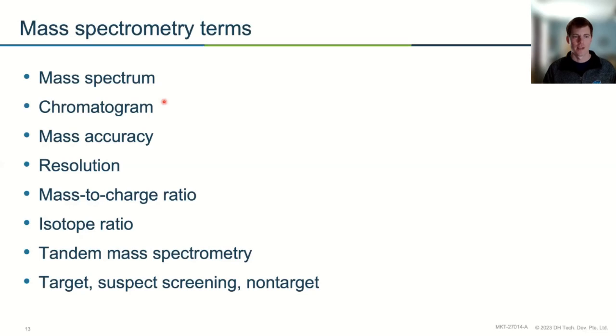Also going to talk about mass accuracy and resolution. Probably would have been better if I defined those first, since I've said them a lot, and you may be thinking, what the heck is accuracy and resolution? But it'll all make sense in a minute. Mass to charge ratio, isotope ratio, tandem mass spectrometry, we've covered that a little, and then different types of workflows and target screenings and non-target.